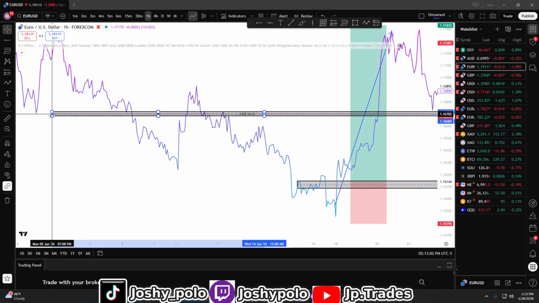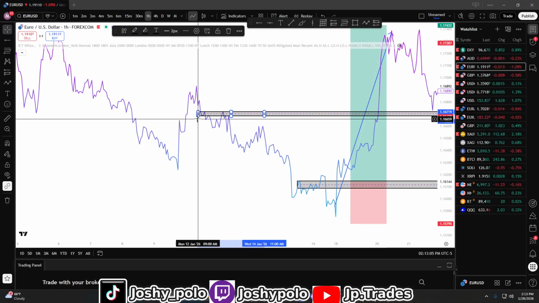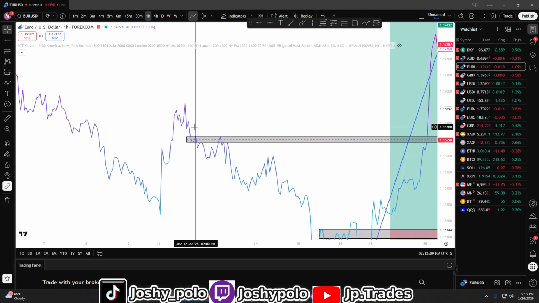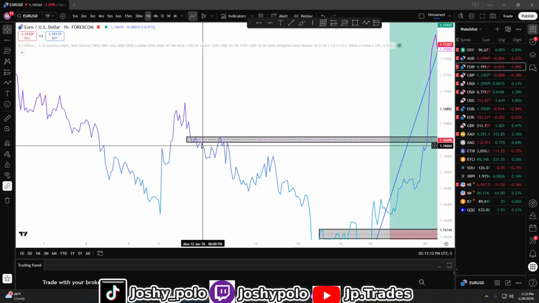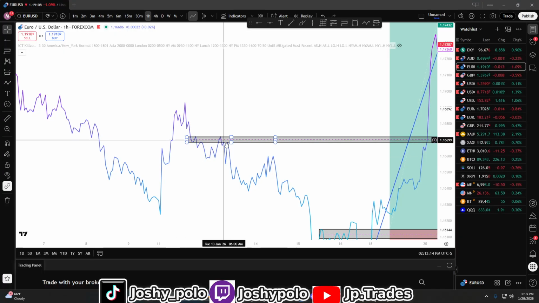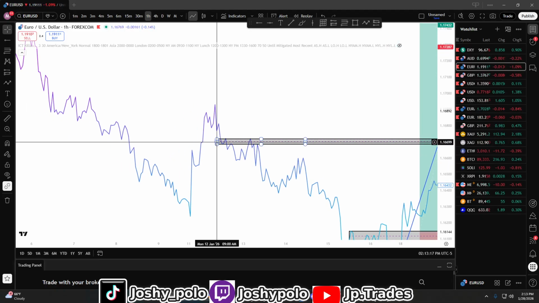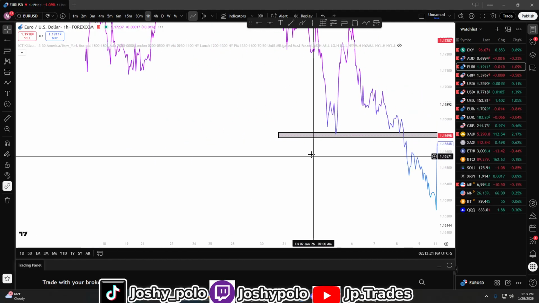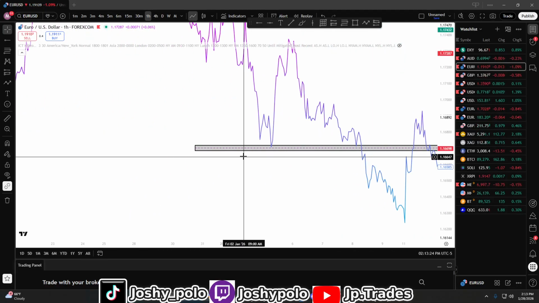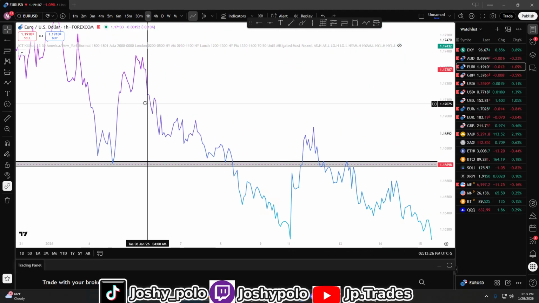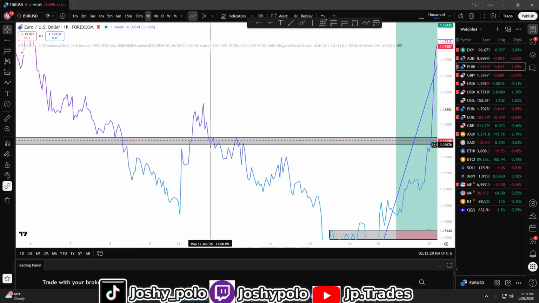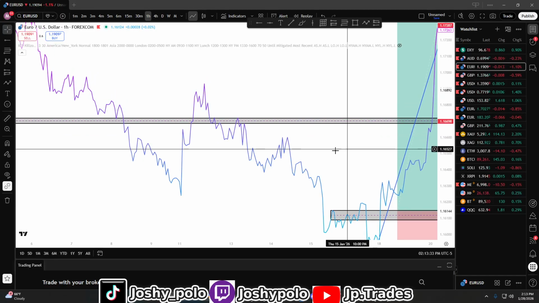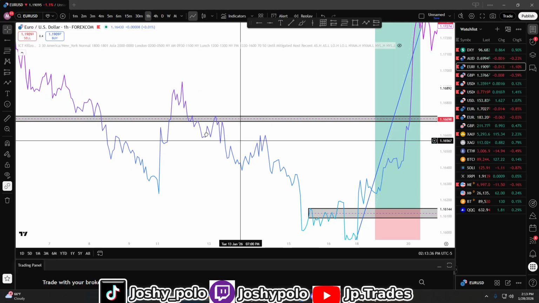Then we're going to see how this zone works, because you can see we mark out this zone. How many times did this zone get tapped into in the past? It touched it once, twice, again, and again. If we go back in time, we can see this zone was used as support multiple times. It touches this zone, goes up, touches this zone, goes up. Or in this case, it went down. It works both ways with the zones. Touches the zone, goes down, touches the zone, goes down.